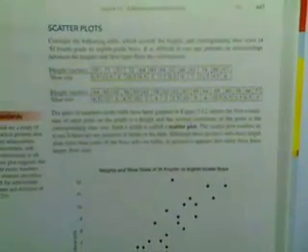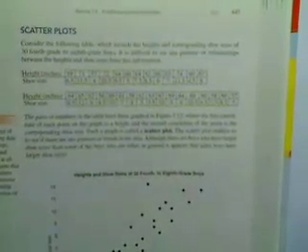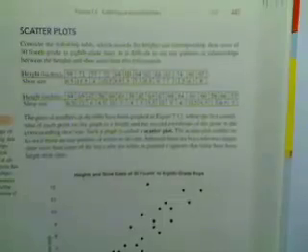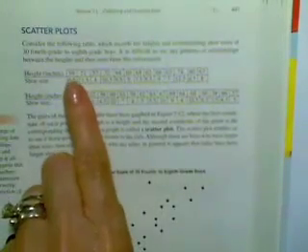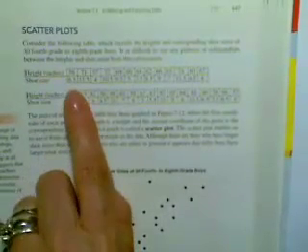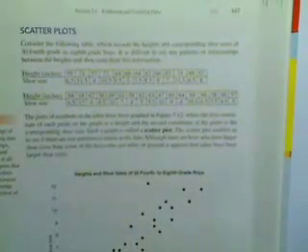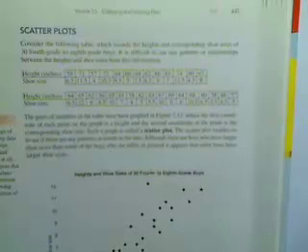Another way of representing data is by use of a scatter plot. Now, in a scatter plot, you have ordered pairs of data. So in the example in your book on page 447, we see that we're comparing a student's height to their shoe size. And we want to see if there's a relationship between a person's foot and how tall they're going to be.